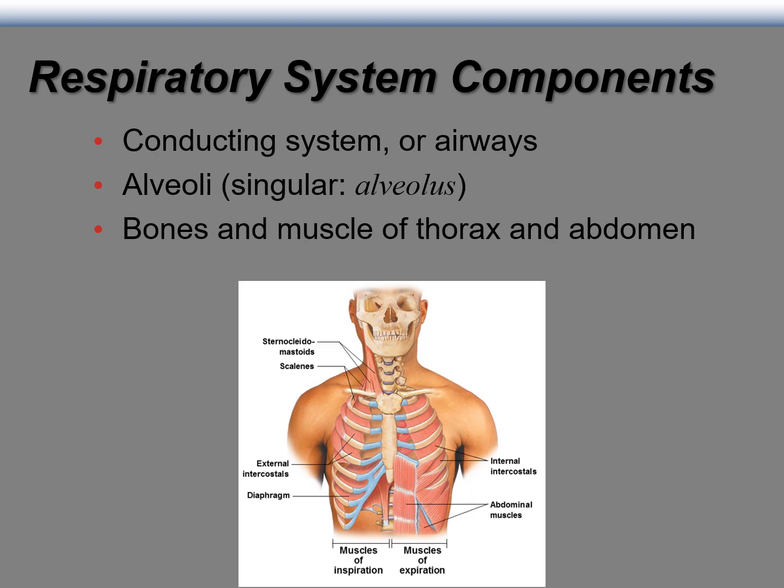If you don't have an insertion point, a stable point in order to exert force, then you can't create bulk flow. So we have the conducting system, the airways, we have the exchange system, and we have the muscle and propulsive system, if you will, for moving the air in and out of the lungs, what we collectively call ventilation. So conducting system and bones are for ventilation, alveoli is for exchange.